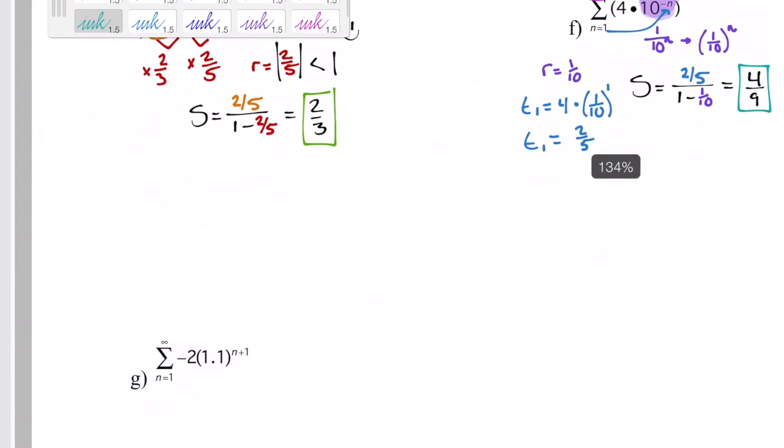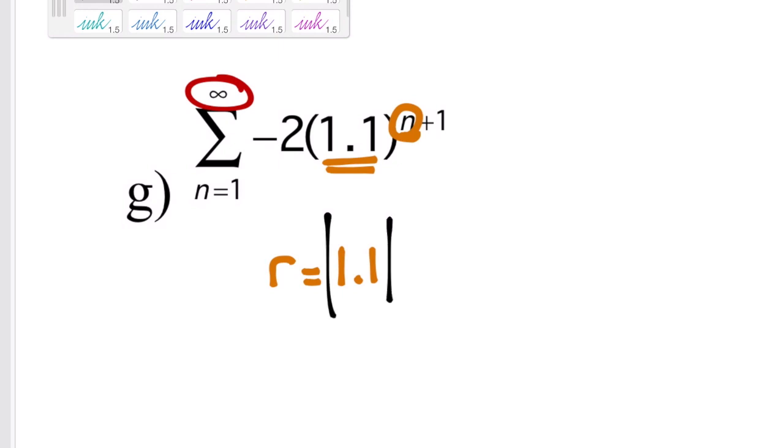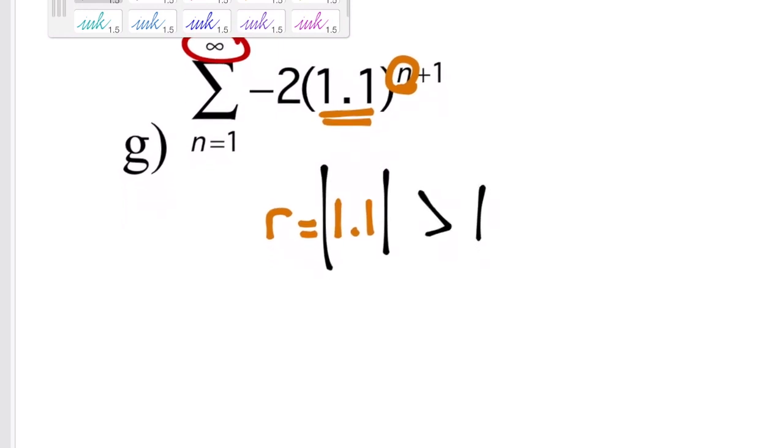And then we're on to our last problem. Again, we know this is an infinite geometric series. So at the other end of the rainbow, I'm looking at the inside of those parentheses, whatever has the exponent. In this case, it's 1.1, so my ratio is 1.1. And because that is greater than 1 when I do the absolute values, I can't use that sum formula, so we're going to say no sum.